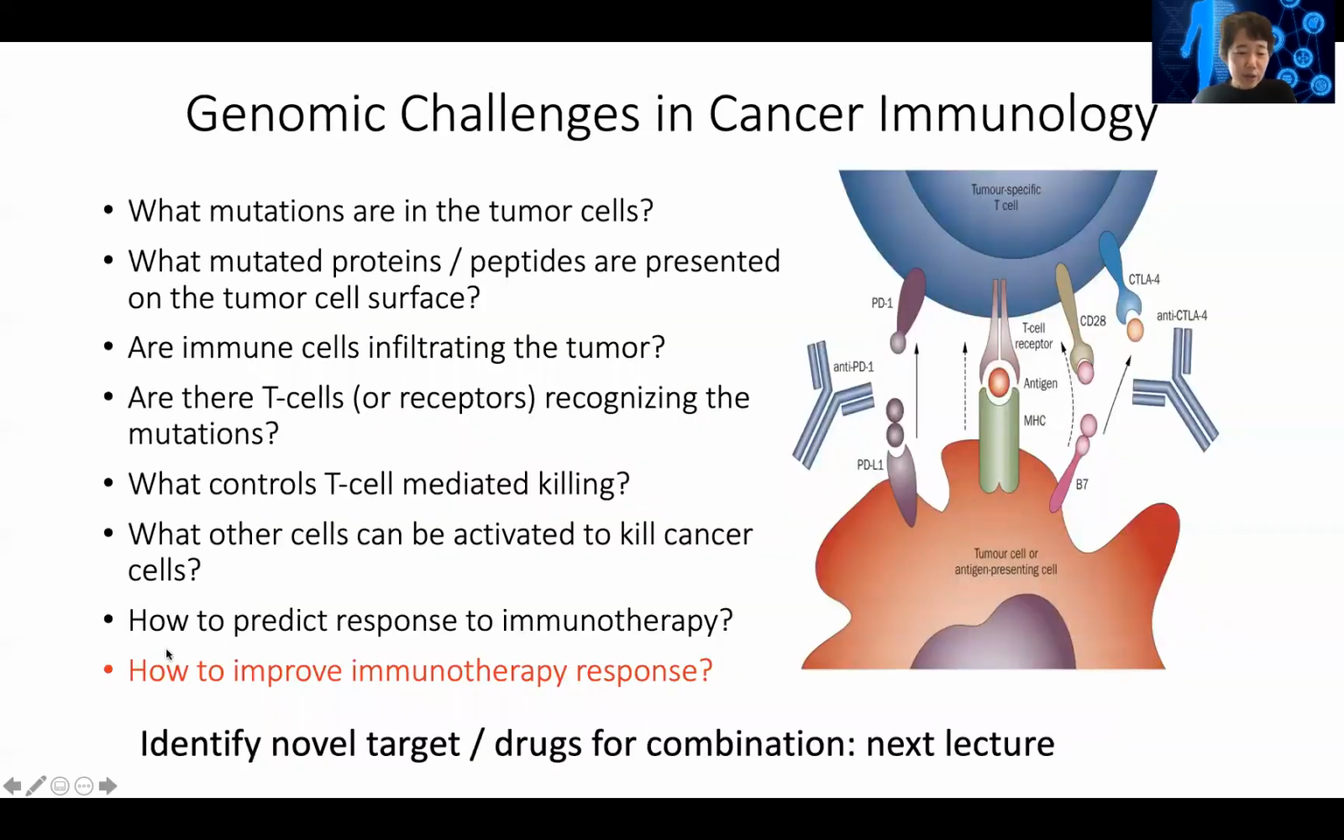And so in order to really identify those combinations, identify novel targets to develop new drugs, or identify existing drugs that can be combined with immunotherapy, we will need additional tumor profiles and also CRISPR screens, which we will talk about in the next lecture.